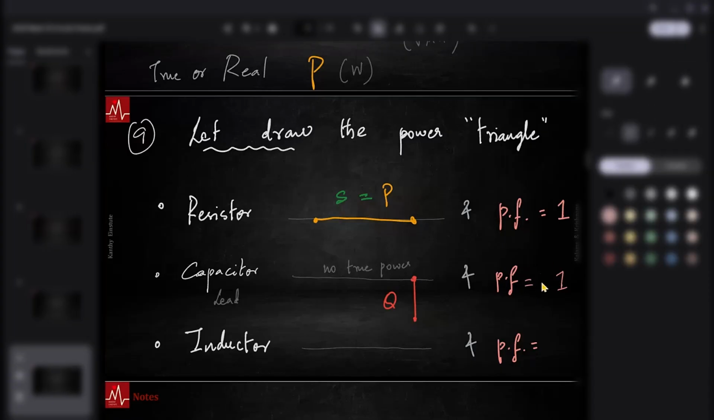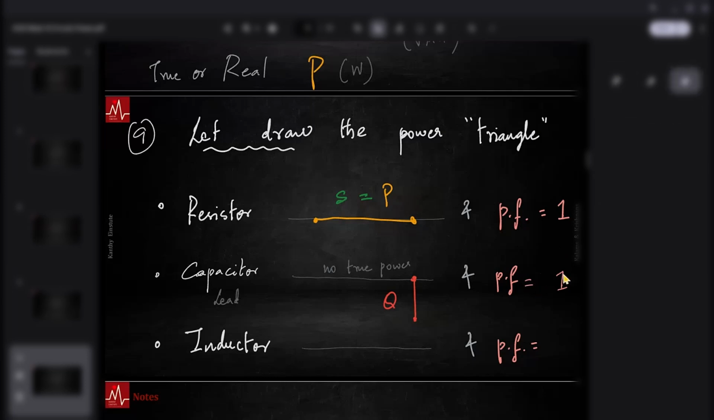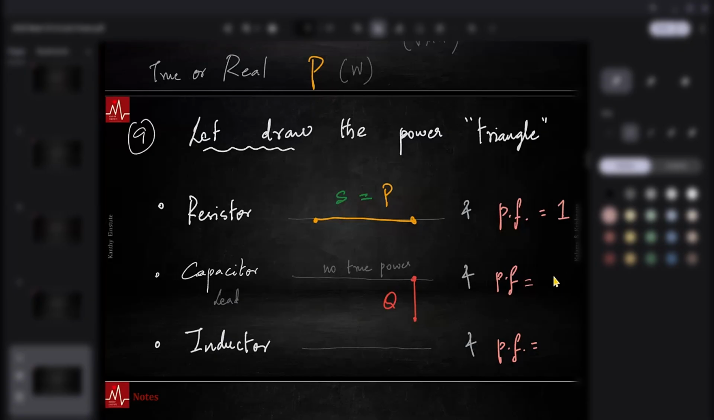Okay, cos of theta V minus theta I, that is cosine of 90, should be 0. Okay, power factor should also be 0 here. Capacitor was leading, inductor is lagging. Again, cos of theta V minus theta I is plus 90. Again, that is cos of phase difference is 0.